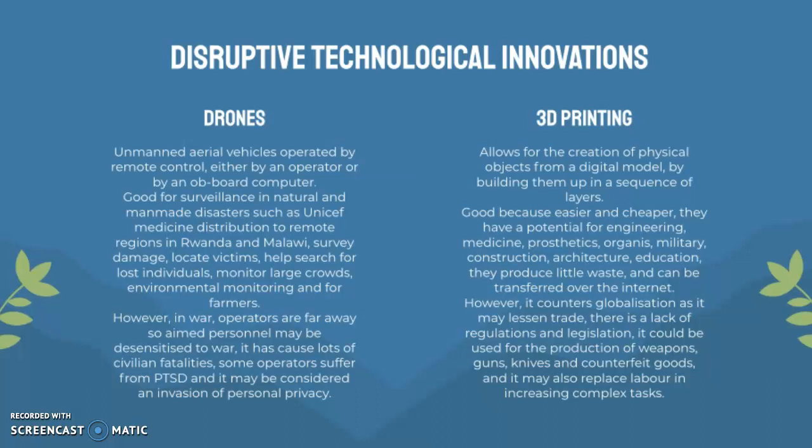Then we have 3D printing. So this allows for the creation of physical objects from a digital model by building them up in a sequence of layers. It's good because it's easier and cheaper. They have a potential for engineering, medicine, prosthetics, or organs, military construction, architecture, education, and they produce little waste, so good for the environment potentially, and can be transferred through the internet, so quite efficient too.